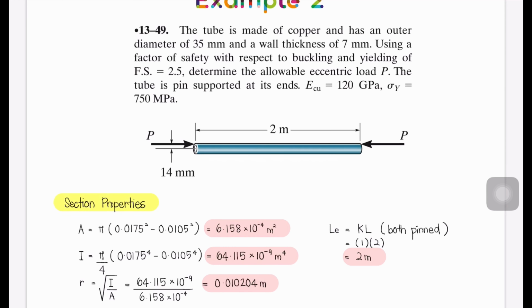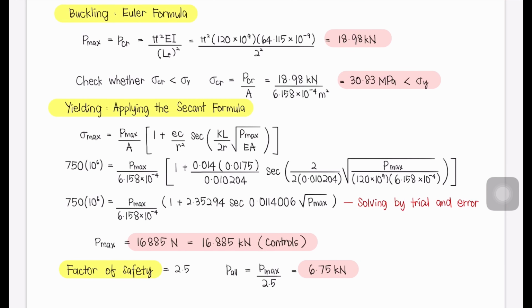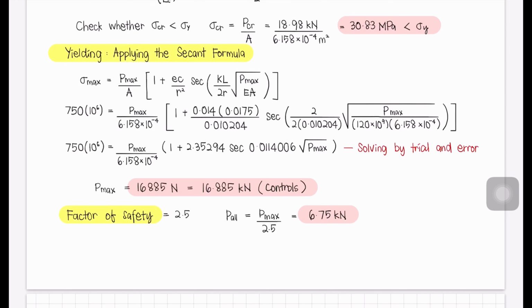So you can get two values of the allowable eccentric load P, one for buckling and the second for yielding. For buckling you get 18.98 kilonewton, and for yielding you get 16.885 kilonewton.